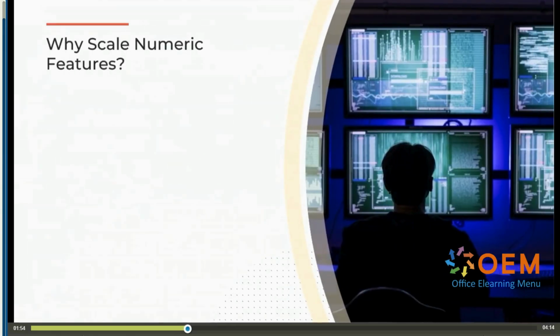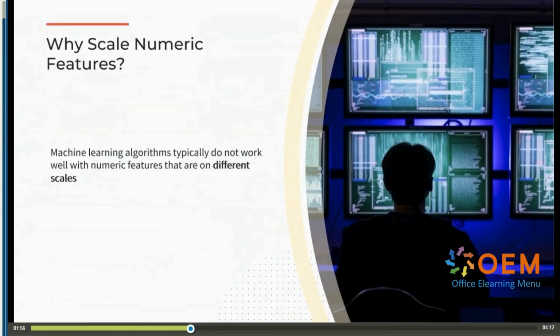In short, for all of these reasons, machine learning algorithms typically do not work well with numeric data at different scales. Now, I should mention a little bit of nuance here. Not all machine learning algorithms require features to be in the same scale. There are certain algorithms, such as decision trees, that can work well with data at different scales. But for most algorithms, it's important that you scale numeric data or standardize numeric data before using it.